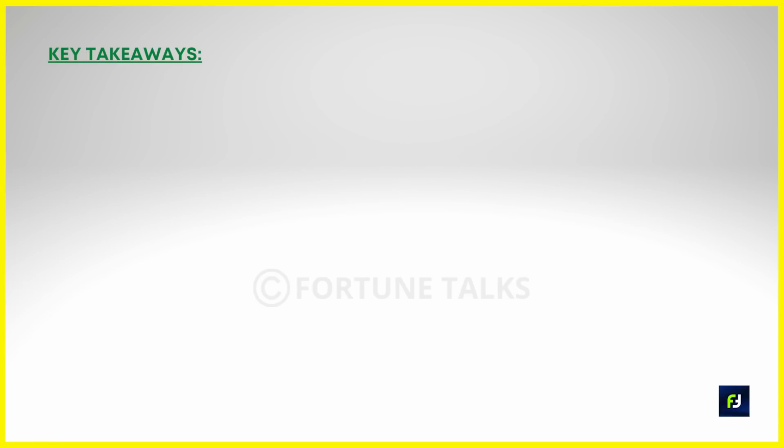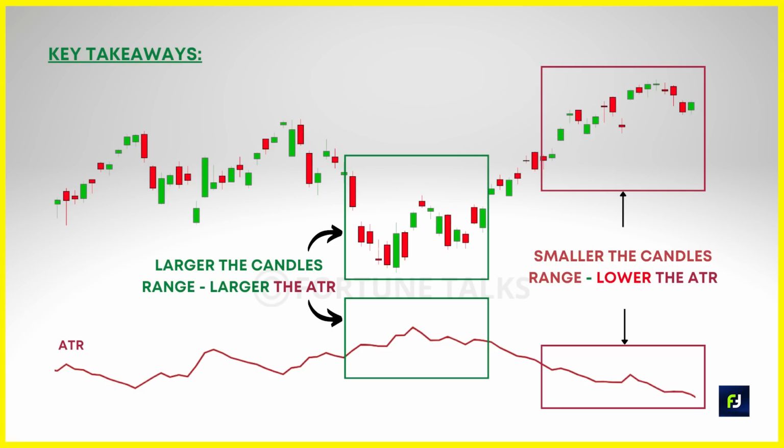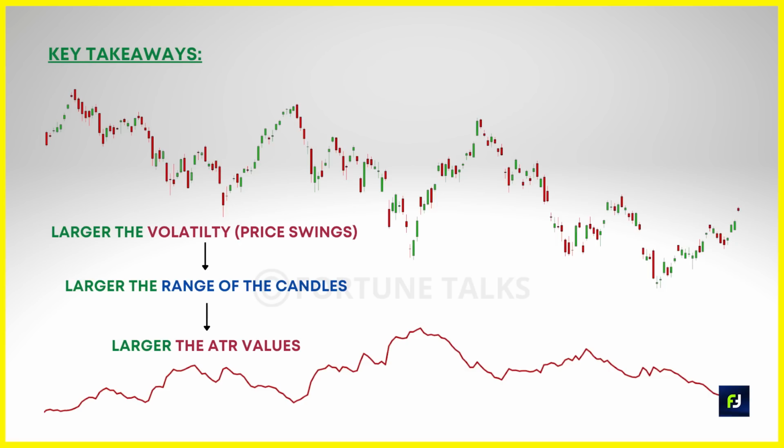So what are the key takeaways from these calculations? First point, the larger the range of the candles, the greater the ATR value, and the smaller the candle's range, the smaller the ATR value. Second observation, as the volatility expands, the ATR indicator would point higher, because when you look at the range of candles, they are increasing over time because volatility is associated with large price swings and candles. So basically, the larger the range of the candles, the larger the ATR value is going to be.